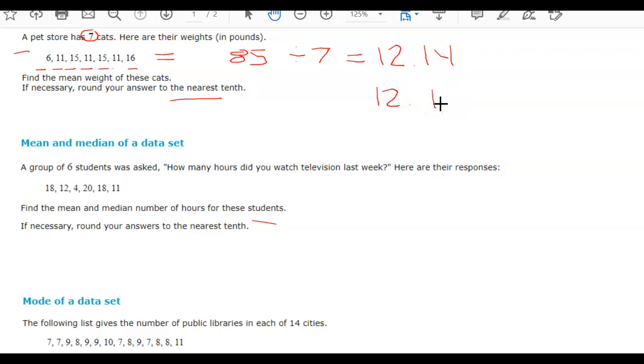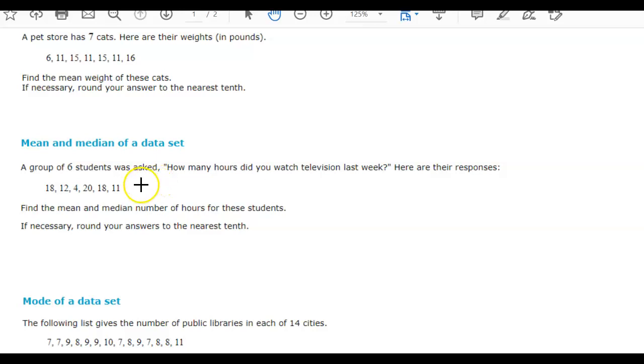Okay. Let's go ahead and do number 2. So number 2 is the mean and the median. Okay, so for the mean, we're going to do the exact same thing. We're just going to go ahead and add up the numbers. And we're going to get 83. So I add them up and I get 83. And how many numbers are there? There's 6 numbers. So we're going to do 83 divided by 6. And that's going to give me 13.83.